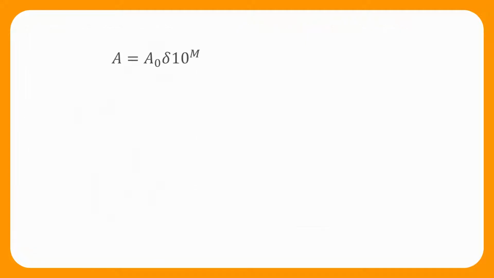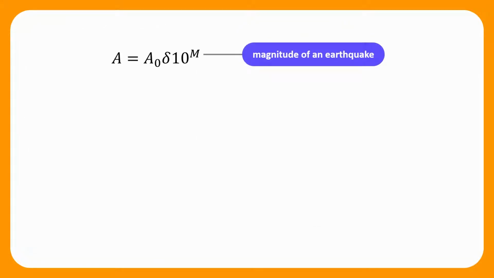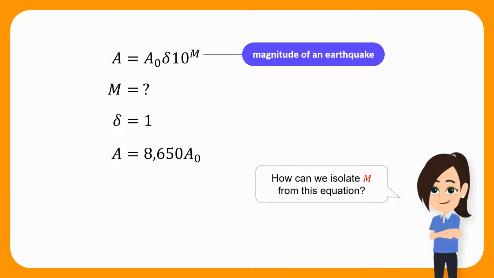He devised this simple formula to help calculate the magnitude of an earthquake on the Richter scale, which is denoted by the variable m. Let's use this formula to calculate the magnitude of an earthquake when delta is equal to 1 and A is equal to 8,650 times A naught. But how can we isolate m, the exponent of 10, from this equation and find its value?